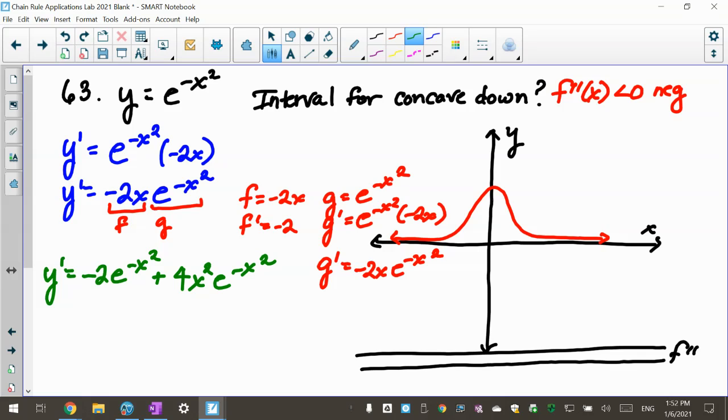Now this is the one I want to put equal to 0, but before I do that, let's get this in factored form. So I look at it and see what do they have in common. So here's a term here and here's a term here. I can see that I can take out a 2 and e to the negative x squared. So y prime is, I actually took out the negative 2. I guess it doesn't matter. I could do one of each, but I'm going to take the negative 2 out and e to the negative x squared.